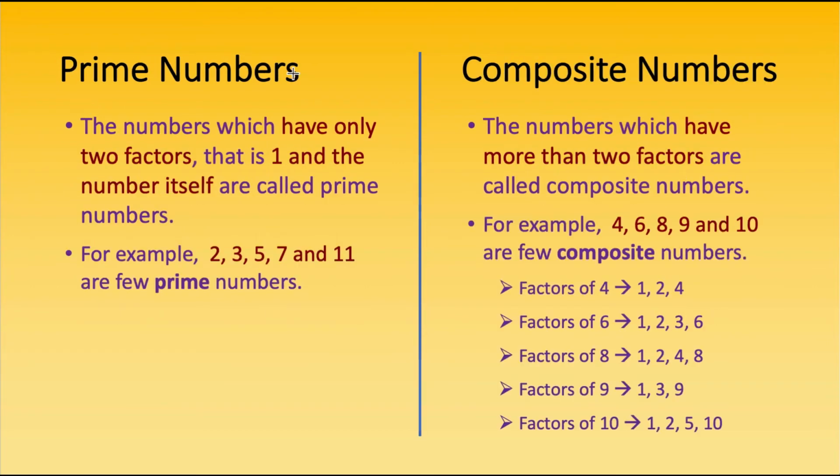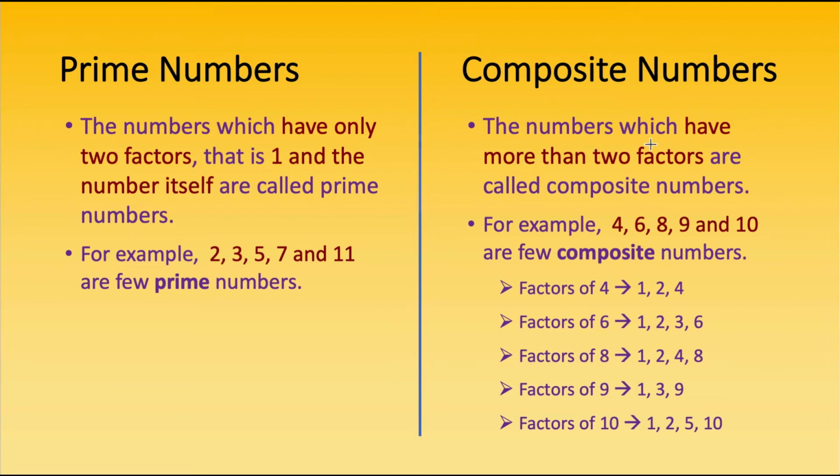Next, prime numbers and composite numbers. Now students, we have already learned this. The numbers which have only two factors, that is 1 and the number itself, are called prime numbers. So, for example, these numbers 2, 3, 5, 7 and 11 are a few examples of prime numbers. 2 के दो ही फैक्टर्स हैं 1 and 2. 3 के दो ही फैक्टर्स हैं 1 and 3. 5 के दो ही फैक्टर्स हैं 1 and 5 and so on for these too. So ये सभी प्राइम नंबर्स हैं which have only two factors, 1 and the number itself.